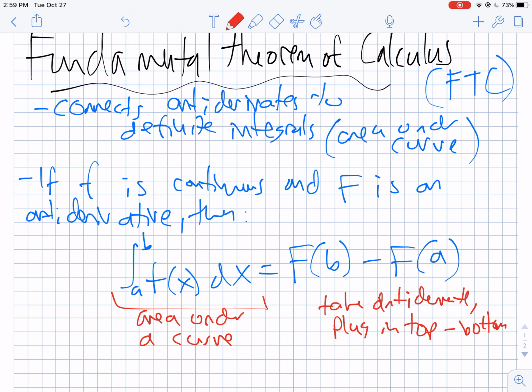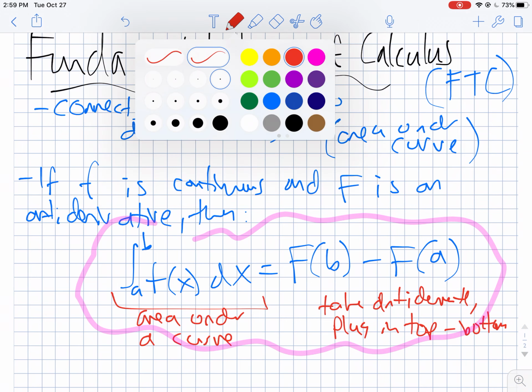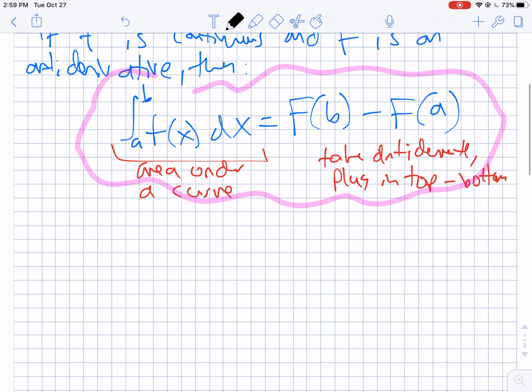And this is remarkable, and this is really going to be central for everything else we do in this class. If you want to find the area under a curve, all you have to do is take the antiderivative and plug in 2 points. Incredible. So let's look at some examples, talk about what this means. Let's suppose you have to find the area under the curve from 1 to 2 of x squared.